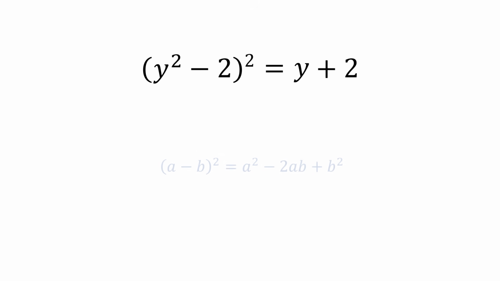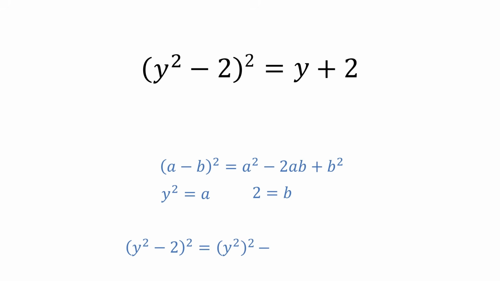We'll use the identity that says (a minus b) all squared is equal to a squared minus 2ab plus b squared. When you compare the expressions, y squared represents a, while 2 represents b. Applying it here gives (y squared) raised to the second power minus 2 times y squared times 2 plus 2 squared. Now simplify each term.